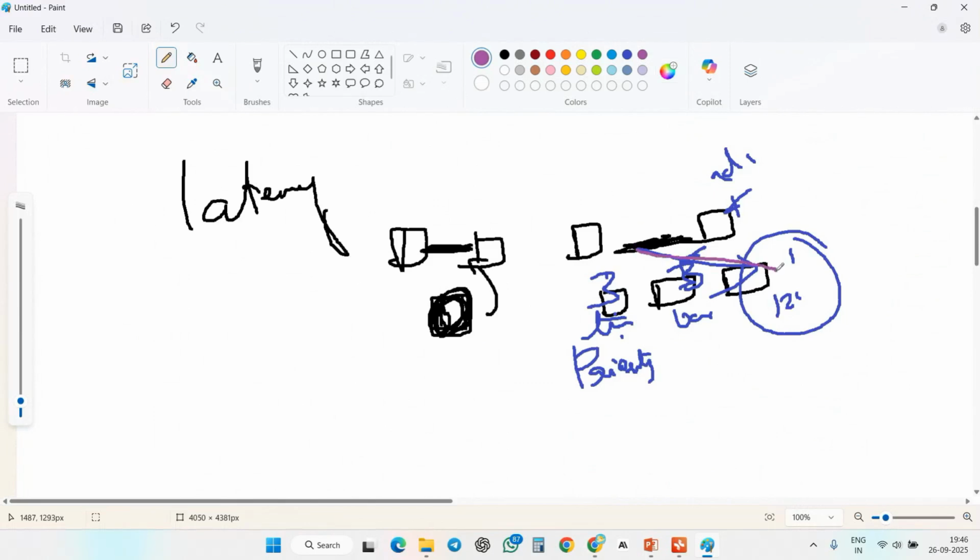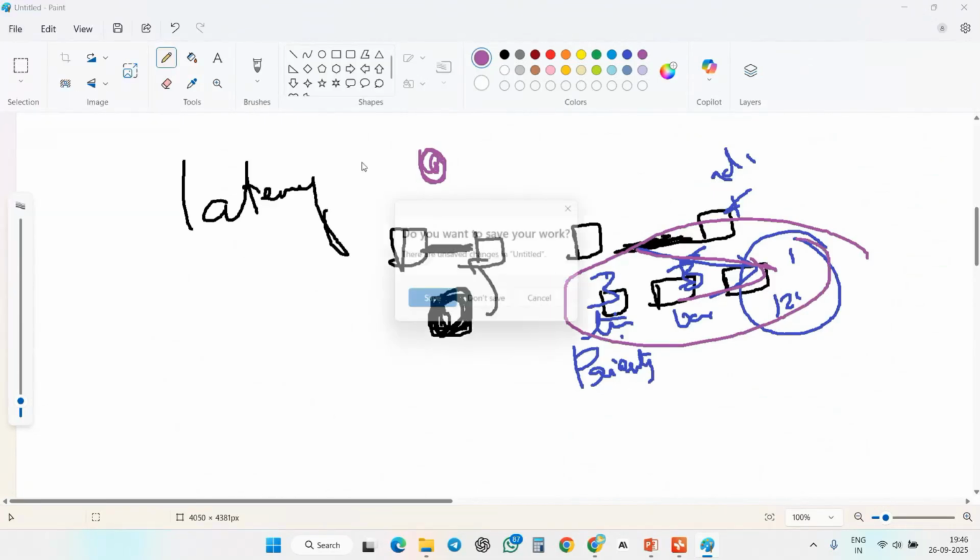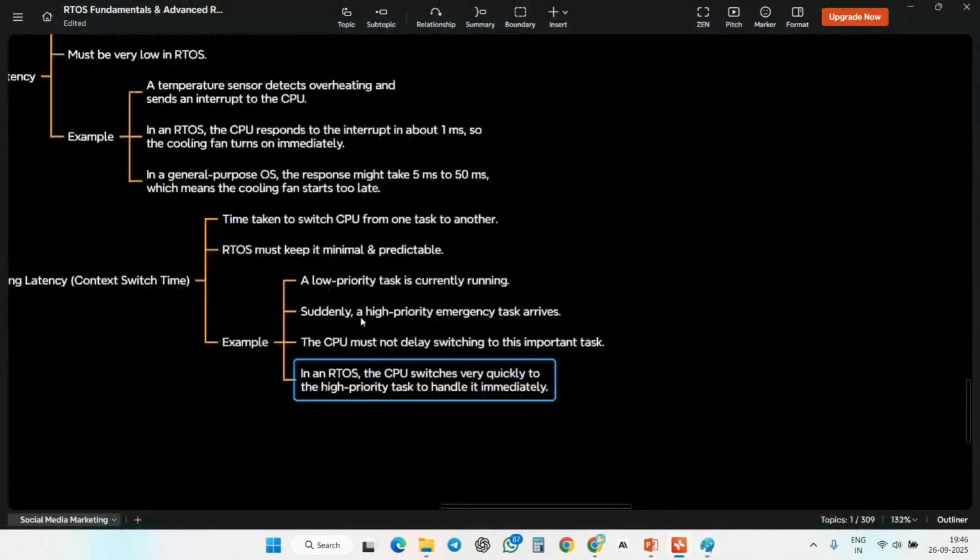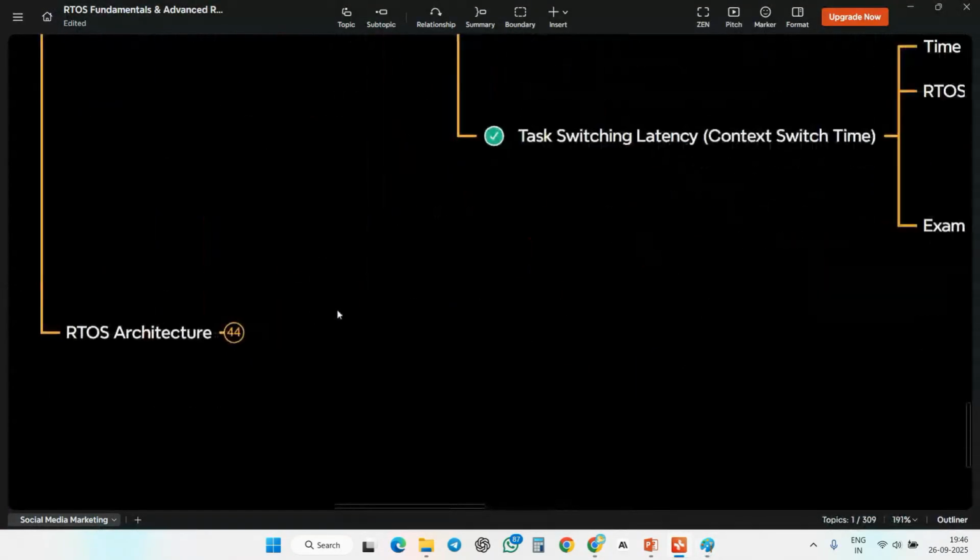So task switching is also happening here. When only one task comes, it is called an interrupt. When multiple things come, it is called task switching, switching from one task to another task. The time duration is called latency. And this is all about it.